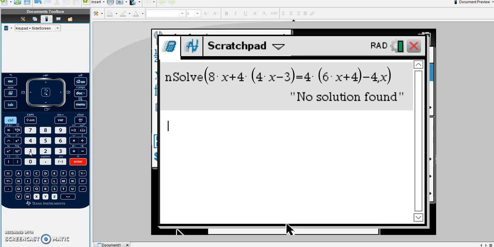You guys remember what that means? It means that no matter what we put in place of my x, it's not going to work. Okay, so no solution found. All right, let's move on. Let's do number 39 while we're here. It's going to be the same thing. I can just put it in InSolve.